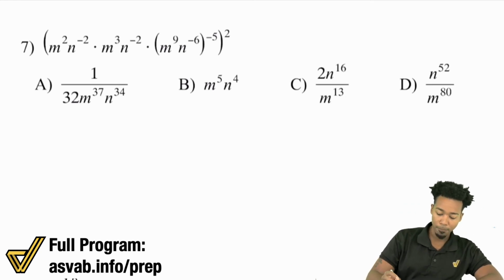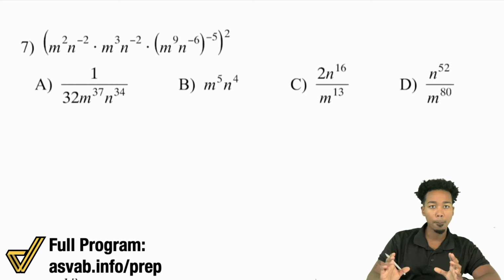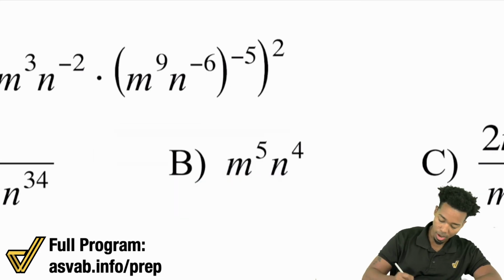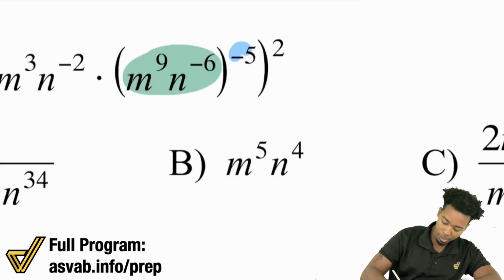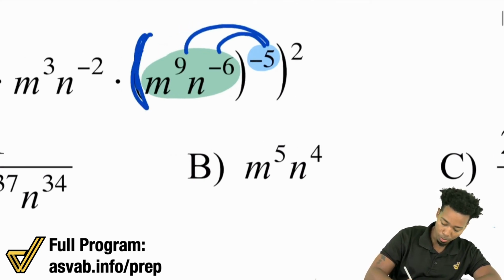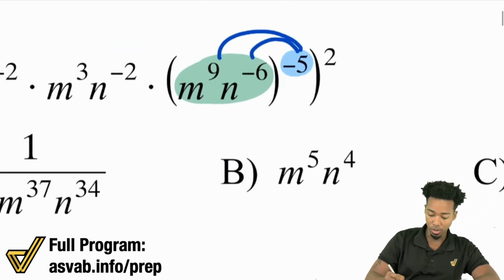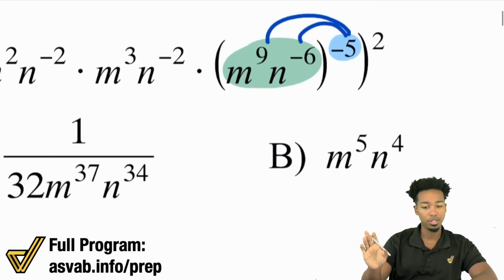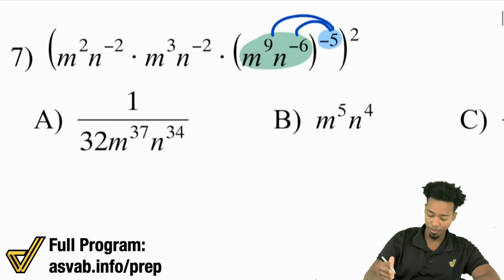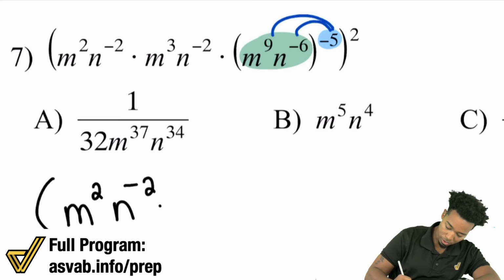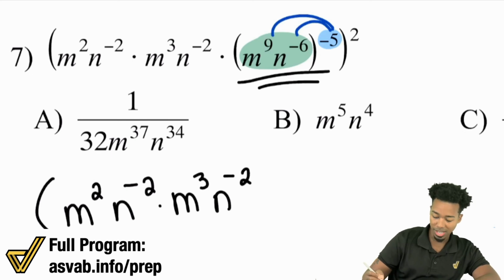First and foremost, you want to work your way from the innermost group. What I mean by that is this. Focus on the innermost group right here, with the exponent -5 only being applied to these two. Notice how it's a group right here, and so this -5 only applies to that group, not everything. The 2 we'll take care of after. Let's focus on one piece at a time. So I'm going to rewrite everything: m squared n to the -2 times m cubed n to the -2. But this right here is what I'm going to take care of right now.